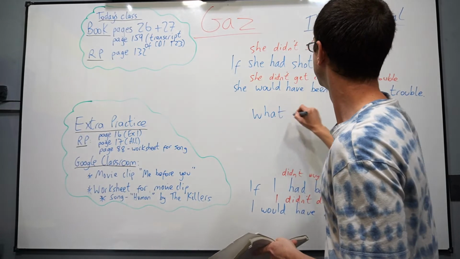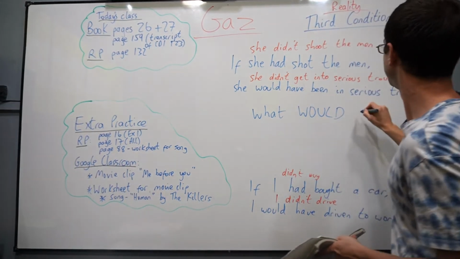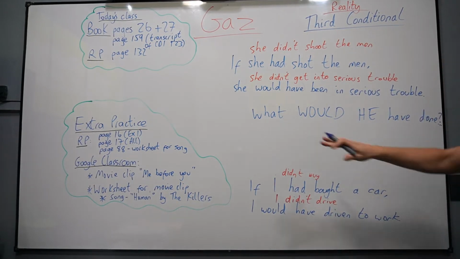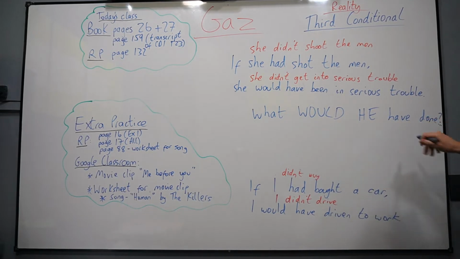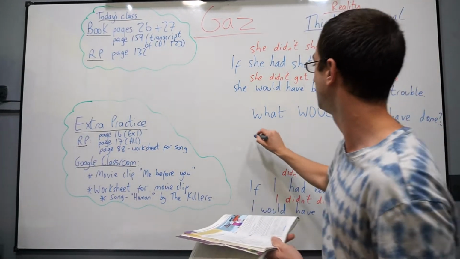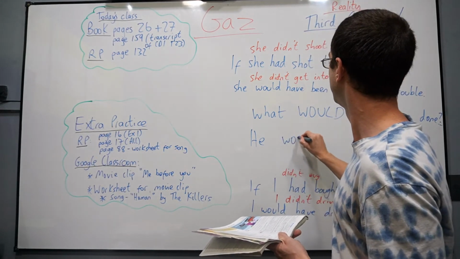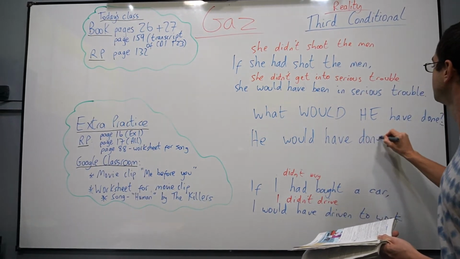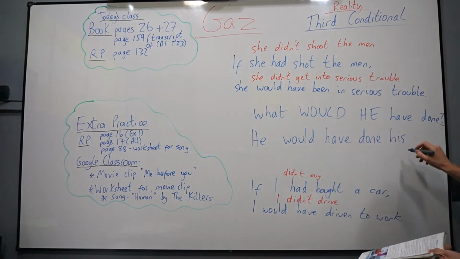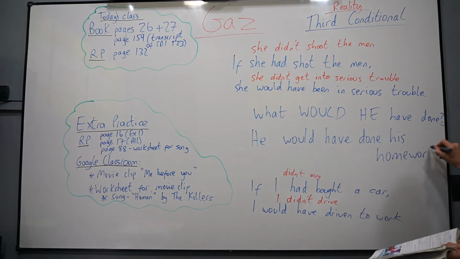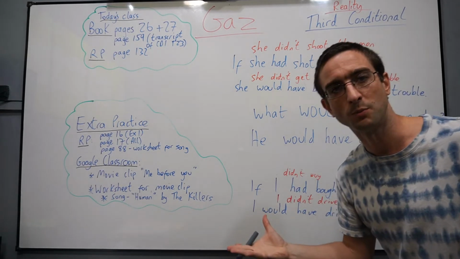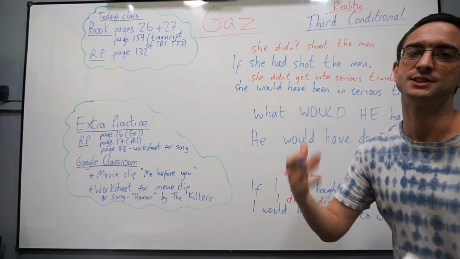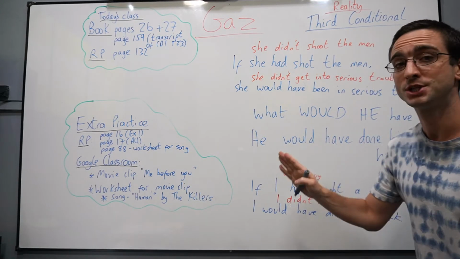What would he... This is the important part. What would he have done? If I make a sentence, he would have done his homework. For example, sentence: He would have done his homework if he had had time. Notice the word order.